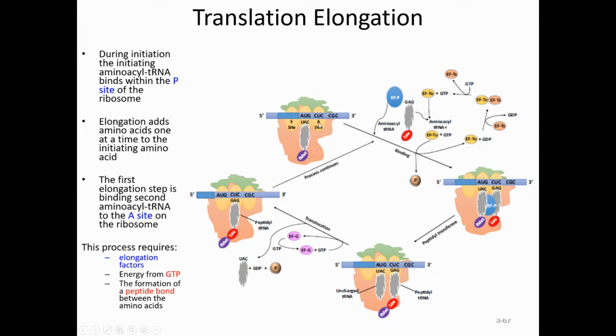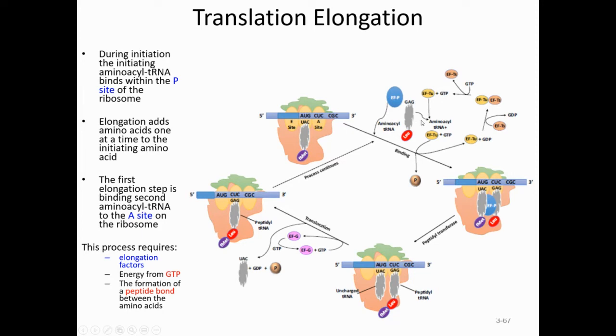The A site will need to have the incoming amino acid tRNA, which will be the second amino acid tRNA. It needs to bind to the A site. So here, all these factors join to help the second amino acid tRNA bind to the A site. This will start the translation elongation. Basically, the triplet in the A site needs to match the anticodon of the incoming amino acid tRNA.